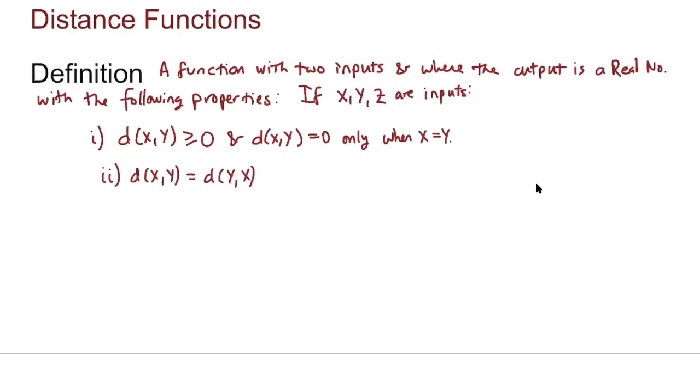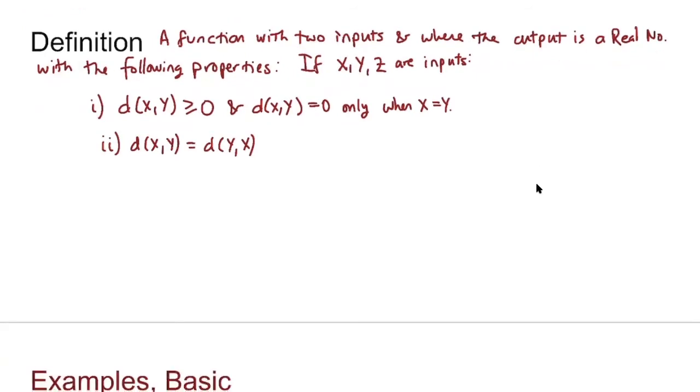The second condition is also pretty obvious. If you measure the distance from x to y, you should get the same as if you measured the distance from y to x. Whatever your inputs are, if you reverse direction, that shouldn't change the measurement of the distance.